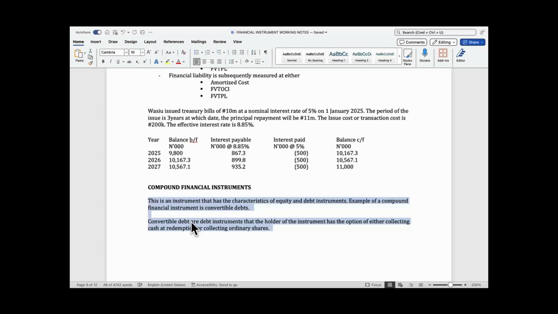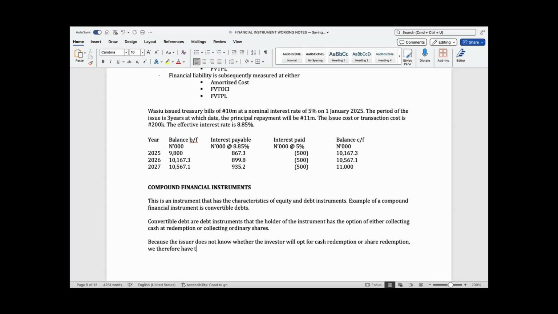So because of that, let me put it for you so that when you're revising: because the issuer does not know whether the investor will opt for cash redemption or share redemption, we therefore have to account for this instrument to reflect elements of both debt and equity instruments.